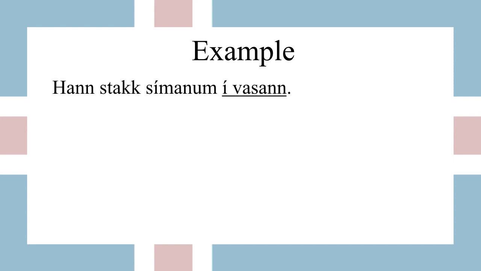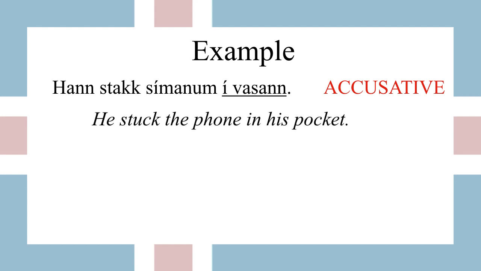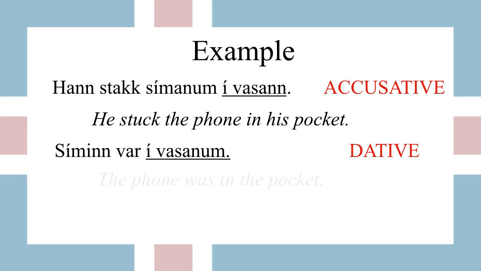Hann stakk símanum í vasan. We notice that í vasan is accusative. This means he stuck the phone in his pocket. Before, the phone was out of his pocket, but the verb, the action of sticking it, is changing that. There's movement into the pocket, so we're going to use accusative. Compare that to the next sentence, síminn var í vasanum, which means the phone was in the pocket, and that's with the dative. There's no change in state, there's no movement into the pocket, it's just there.